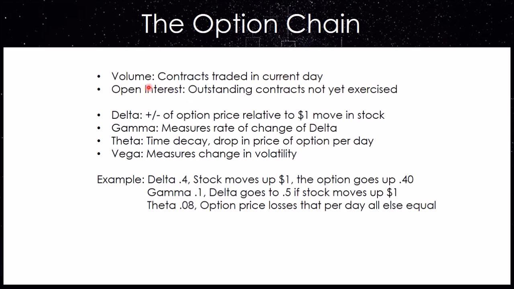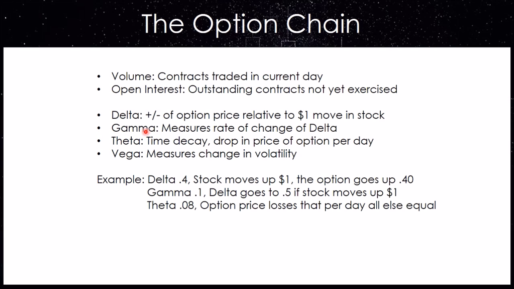So first we've got the volume. That's pretty straightforward. It's the contracts traded in the current day. The open interest is the volume of outstanding contracts that have yet to be exercised. So that's essentially positions that people are still holding. They bought perhaps 2 days ago, however many days ago, and they have yet to close those positions out. So then we're getting into the Greeks. The delta is the movement to the upside or downside of the option price relative to a $1 move in stock. So we'll go over an example here tying these all together.